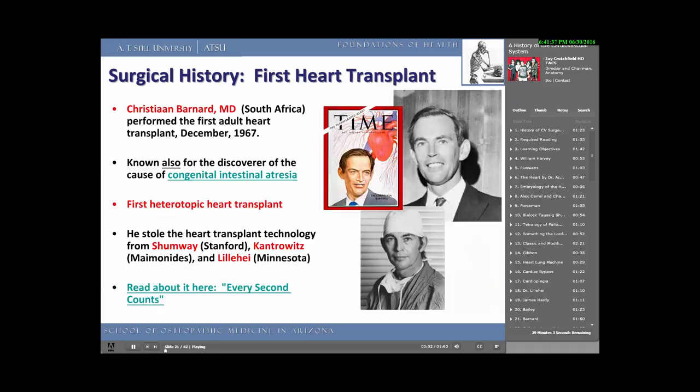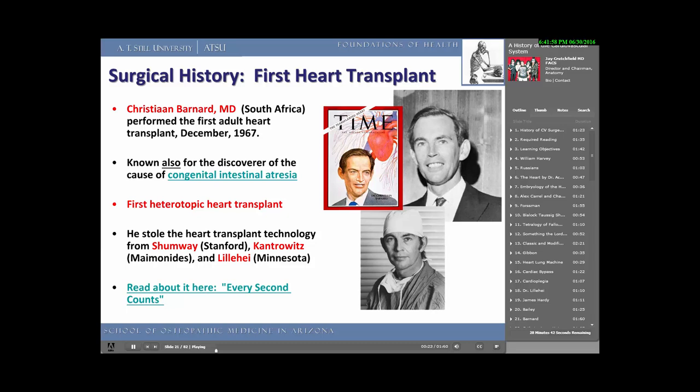So when exactly was the first human heart transplant done? It was done in December of 1967 by Dr. Christian Barnard in South Africa, who basically stole the technology from Dr. Norman Shumway, Dr. Richard Lauer, Dr. Kantrowitz, and others at the University of Minnesota.